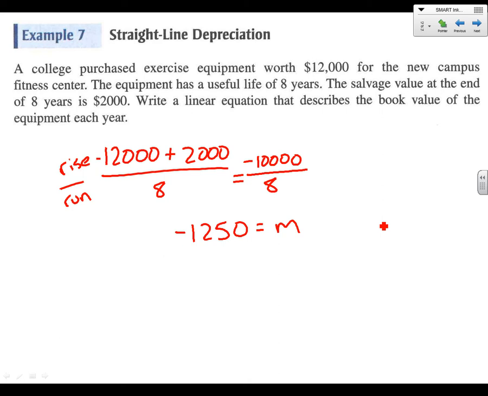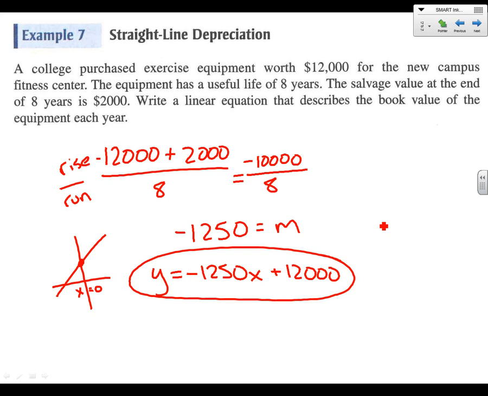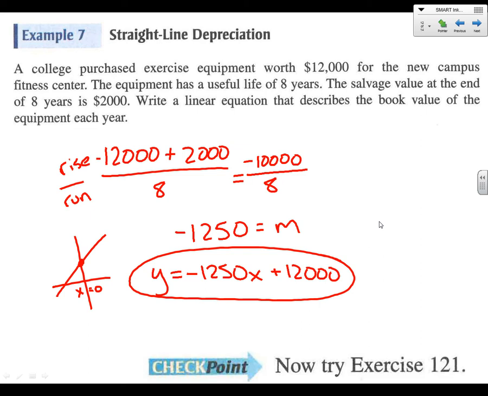And so then we can write a linear equation for this, and we know our slope, negative 1250x. What's our y-intercept? Well, remember the y-intercept is the value when x is 0, right? X is 0. That's the value when we started, the value when years was 0. So what's our value at the beginning? Well, it was worth $12,000 when we started. Right? So we can plug the y-intercept right in. And that would be the equation for our straight line depreciation for this exercise equipment. Try 121.